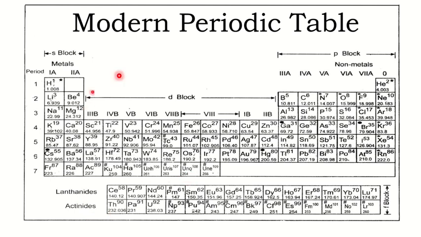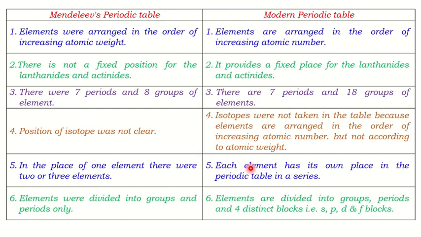That's why in the modern periodic table, elements are not only divided into groups and periods, they are also divided into 4 distinct blocks. Okay, let's have the table. These are the important differences between the Mendeleev periodic table and the modern periodic table. Only 6 differences I told you. There are many others also, but these 6 are very important. Okay, now I want to stop.